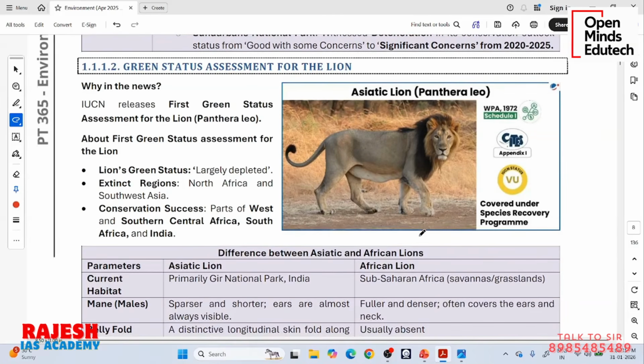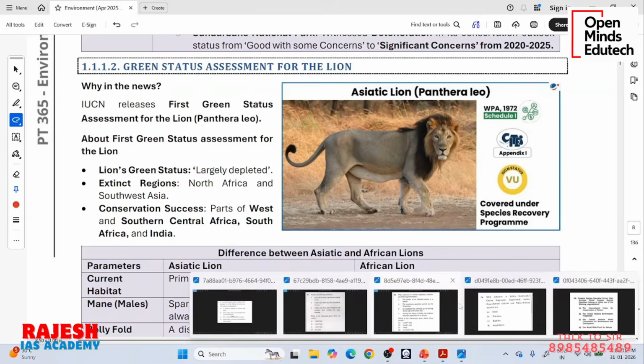Next, come to the green status assessment of the lion. I told you, if there is any animal in news, we should know the basic information about it and basic behavior also. If it is a very important animal frequently coming in news, please also learn about its behavior. Why, I will tell you. So questions will come like this.